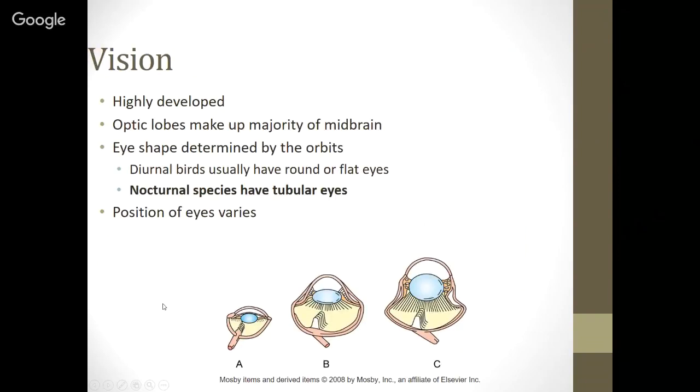Vision is usually highly developed. The optic lobes make up a majority of the midbrain. The eye shape is determined by the orbits, and those orbit sizes are determined by what type of bird it is. Diurnal birds, birds that are awake mostly during the day, have round or flat eyes. Nocturnal species have tubular eyes, and the position of the eyes on the head also varies.